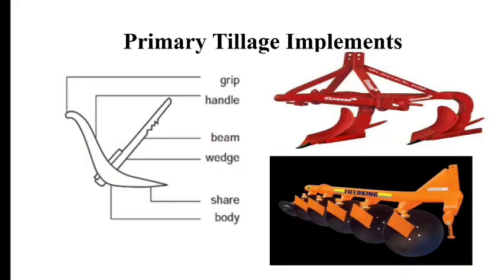So guys, primary tillage implements are very important, so we should be able to differentiate primary tillage implements and secondary tillage implements. Plow, MB plow, disc plow, then subsoil plow and chisel plow are the primary tillage implements. The first image shows the indigenous plow, the top right image shows the MB plow and the last one is the disc plow. MB plow and disc plow specifications we will discuss separately in upcoming videos.